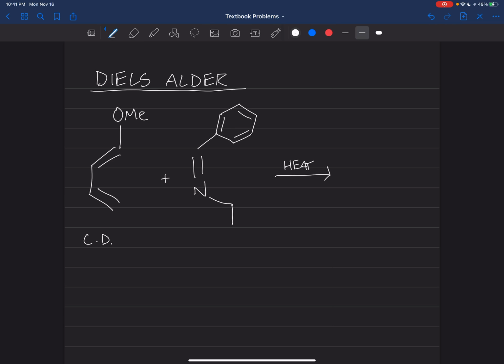We have an electron withdrawing group, which a lot of times you see in the dienophile, but we also have an electron withdrawing nitrogen in our dienophile. Remember, if we can get a negative charge here, and a positive charge here, then we'll be good to go.